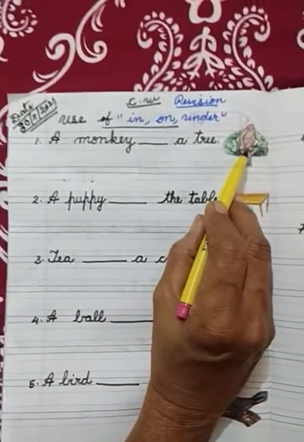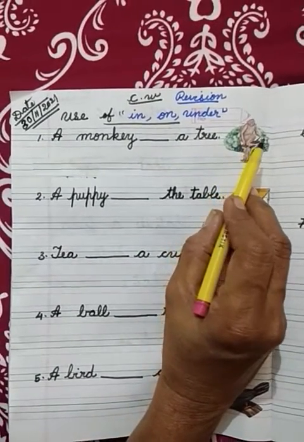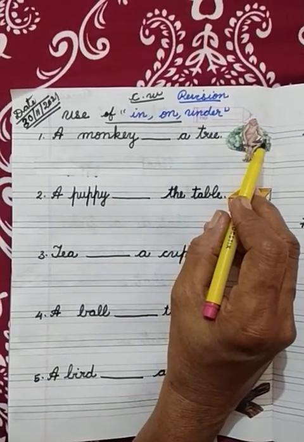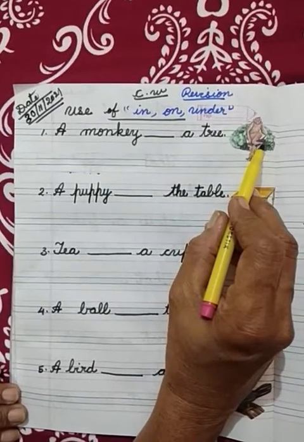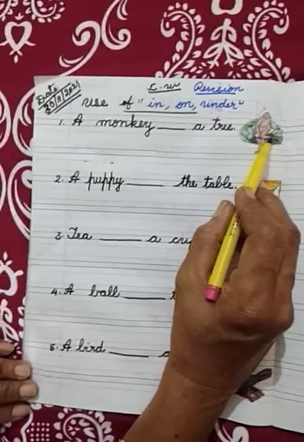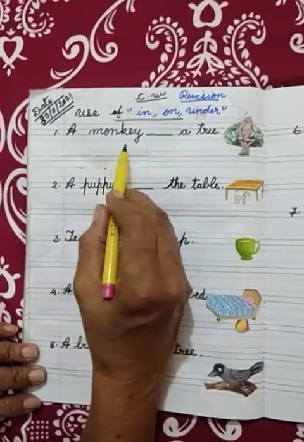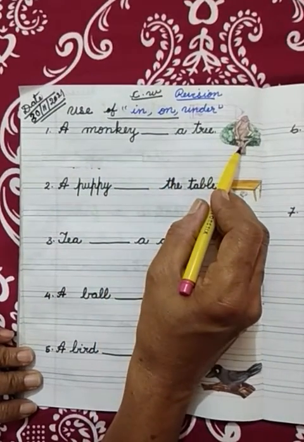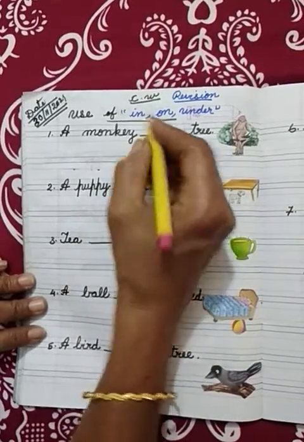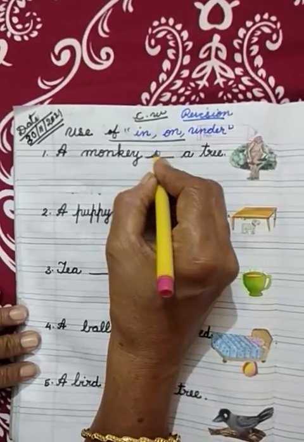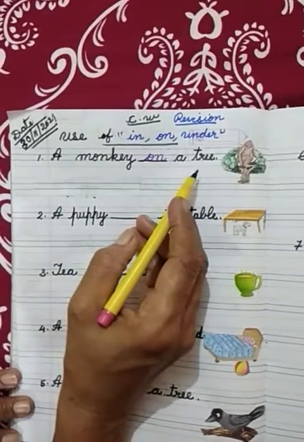अगर कोई भी चीज ऊपर दिखाएगा तो हमको क्या लिखना है? हम उधर ऑन लिखेंगे. अगर कोई भी चीज इनसाइड हो, कोई भी चीज अंदर दिखाएगा तो उसके साथ हम इन यूज करेंगे. अगर कोई भी चीज डाउन दिखा रहे, नीचे दिखा रहे तो उसके साथ हम लोगों को अंडर यूज करना है. Then a monkey dash a tree. Where is the monkey? Monkey is on the tree, monkey पेड़ की ऊपर है. Then we have to write here on, and complete the sentence. A monkey on a tree.